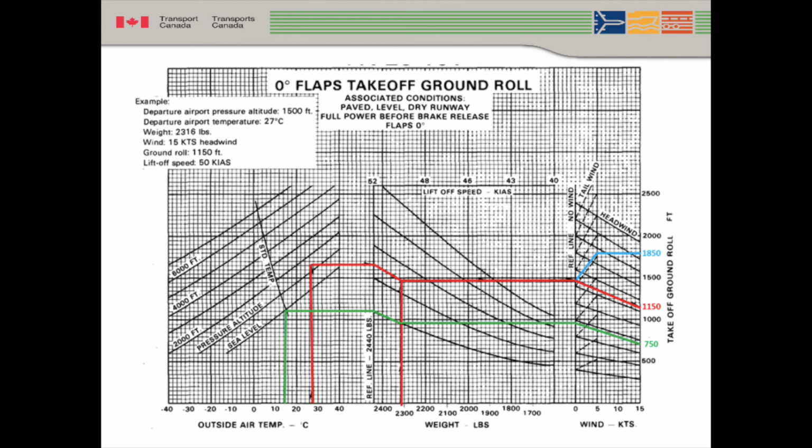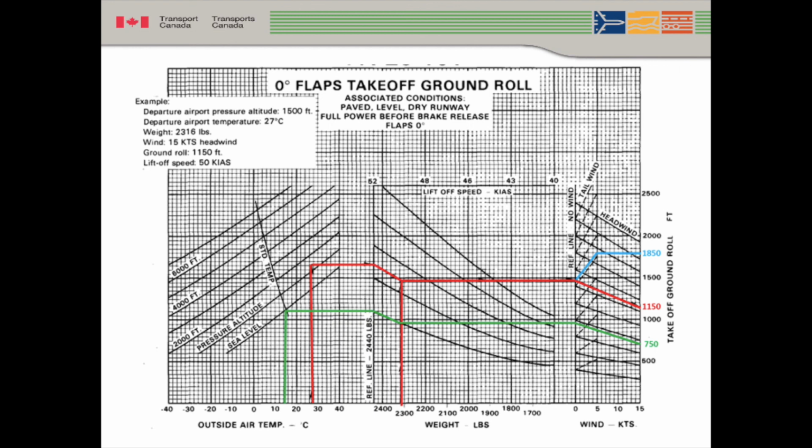So, okay, how do we look at this chart and how can it help us? Well, first, let's look at the green line. The green line is an ISA day. We all know what an ISA day is: sea level, 15 degrees Celsius. So the green line, the vertical portion on the left, starts at 15 degrees and moves up to the sea level line.